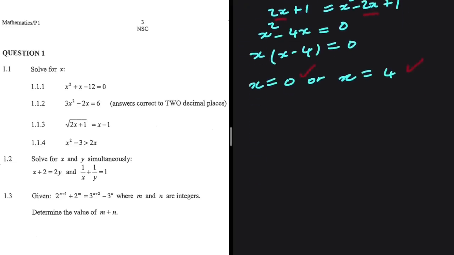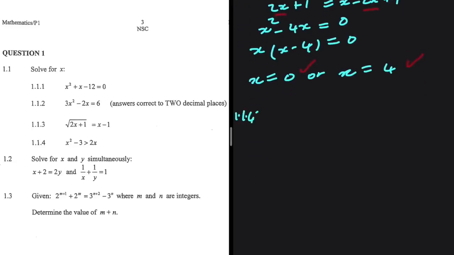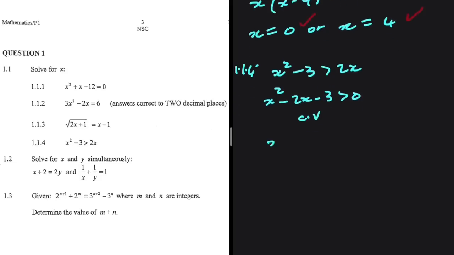Let's do 1.1.4. So in 1.1.4, we have x squared minus 3 being greater than 2x. So if we take 2x to the left hand side, we're going to get x squared minus 2x minus 3 being greater than 0. Let's go ahead and find our critical values. x squared minus 2x minus 3 is equal to 0. We're not changing the equation. We just want to find our critical values. After finding our critical values, we will take care of the inequality.